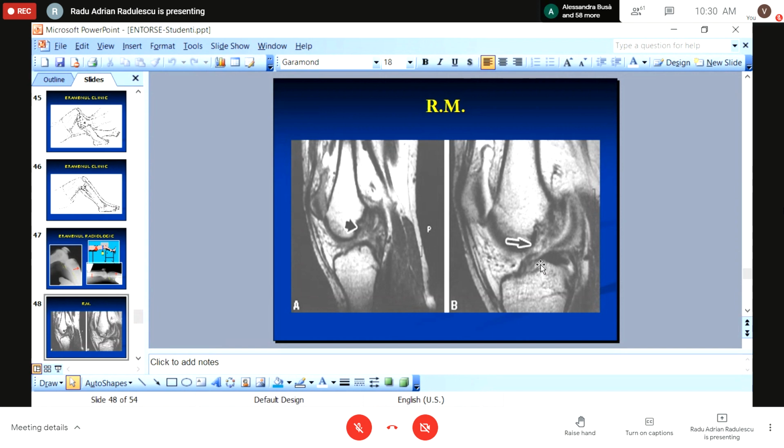There is a tendency in our days of diminishing the physical examination and considering the MRIs as being the golden standard for the diagnosis, which is not correct, completely not correct. We must always associate the physical examination with the MRI.